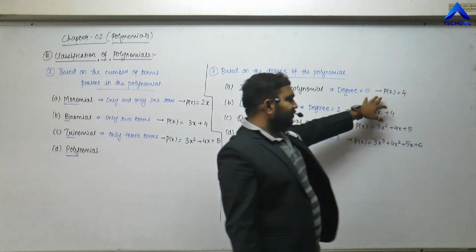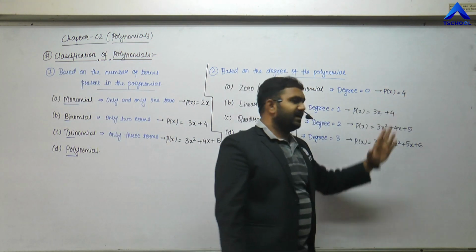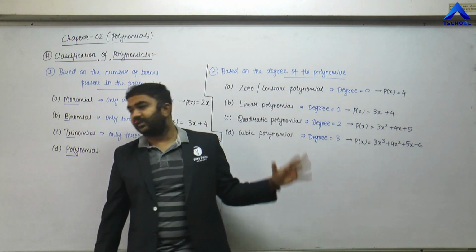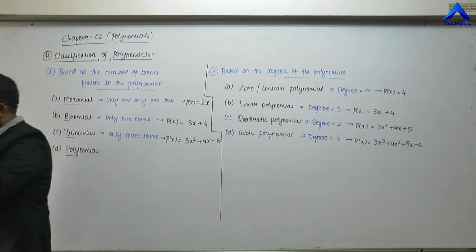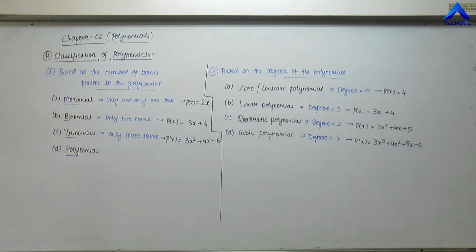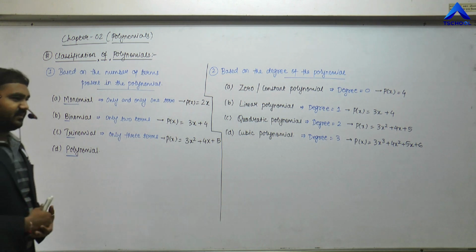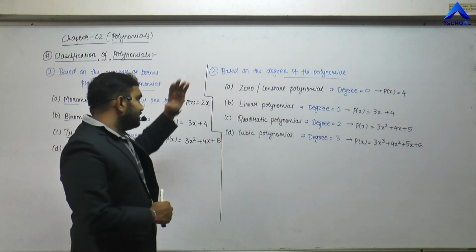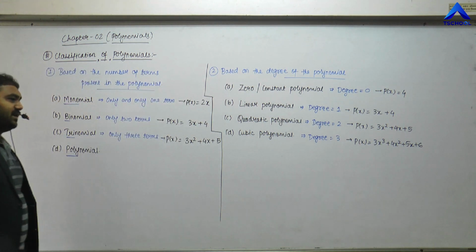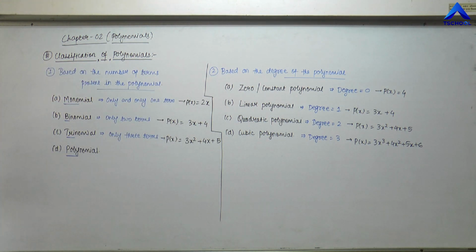So degree 0 is 4, degree 1 is 3x plus 4, degree 2 is 3x square plus 4x plus 5, and degree 3 is 3x cube plus 4x square plus 5x plus 6. So these are the classification based on the degree, and the earlier ones are the classification based on the number of terms present in the polynomial, right? So this is the brief classification of the polynomials. Is it clear, friends? Please note it down.